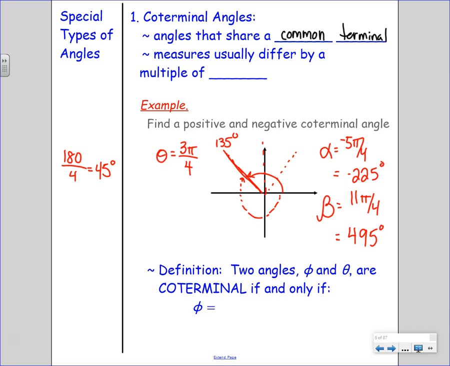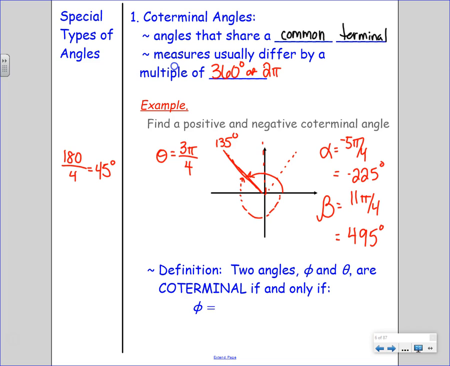Has anybody figured out the blank that you need to fill in? How far away are these coterminals from each other? What's 135 minus negative 225? 360. What's 495 minus 135? 360. Or what's 3 pi over 4 minus negative 5 pi over 4? 2 pi. Or what's 11 pi over 4 minus 3 pi over 4?